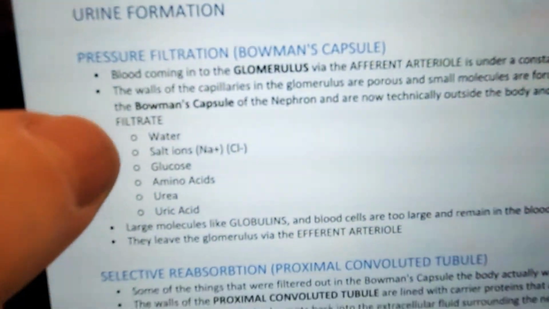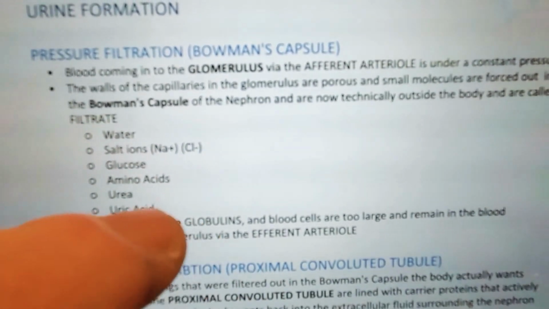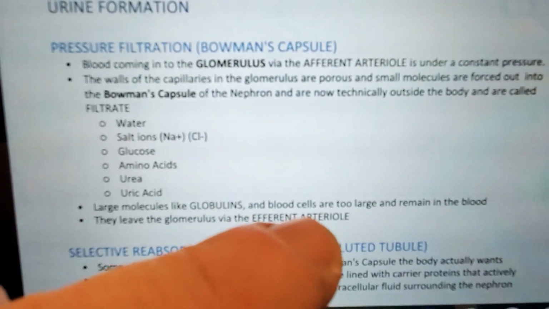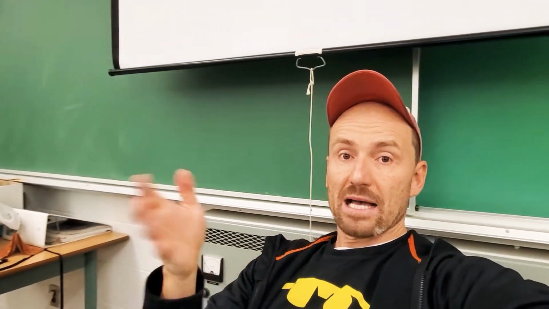So a lot of the rest of the filtration process is now we've got to bring the good things back in. And how much of the good stuff do we want back in? So pressure filtration is the first place small molecules get filtered out. Large molecules like globulins, remember, globulins are blood proteins, we learned about those in the blood unit, blood cells and platelets, all those proteins, all those bits of cells, they're too large. So they stay in the blood, in the plasma.